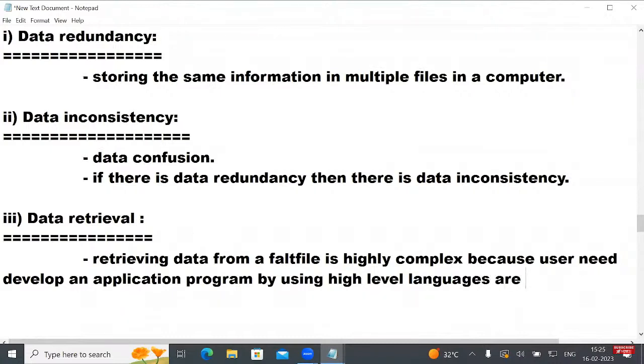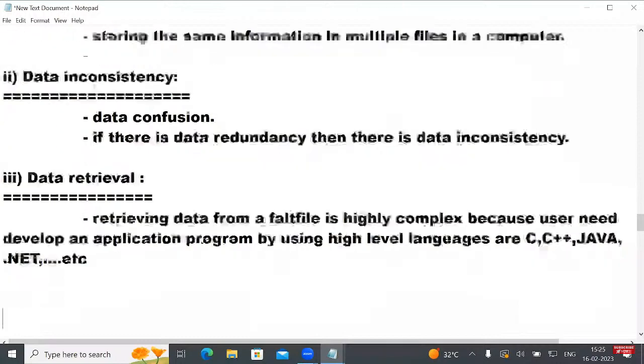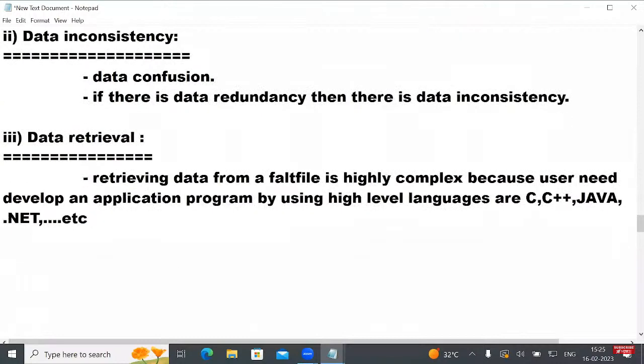High level languages are, for example, C and C++, and if you compare nowadays also, you can put Java, and you can put .NET. So these are some high level programming languages you can use for fetching the data from a flat file.